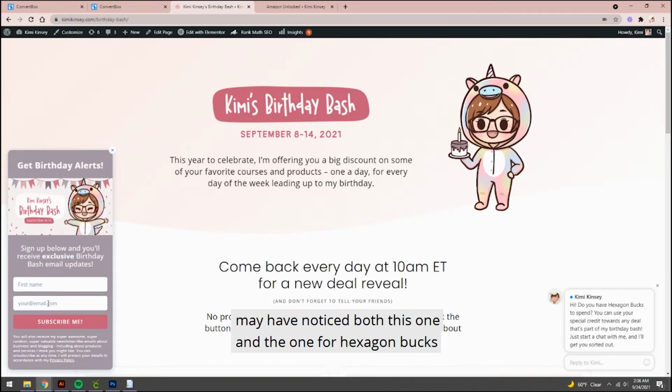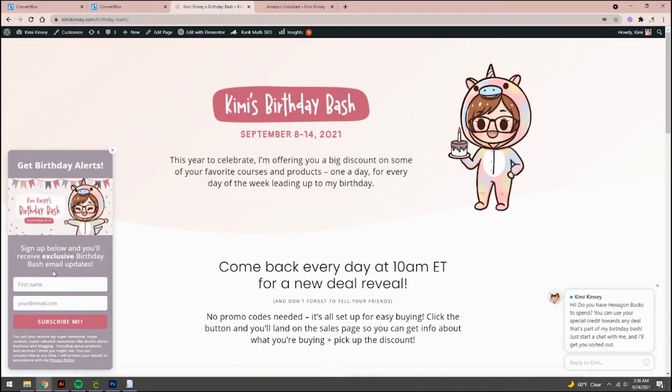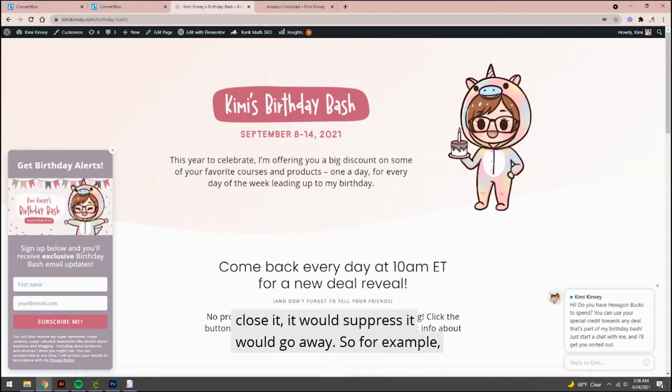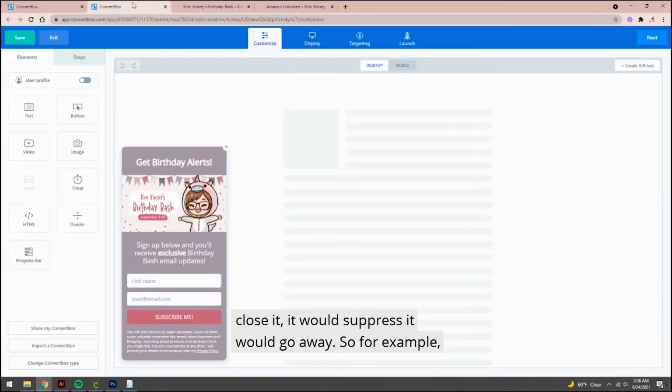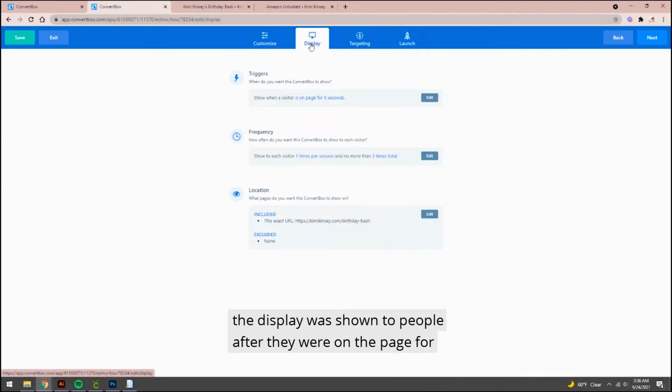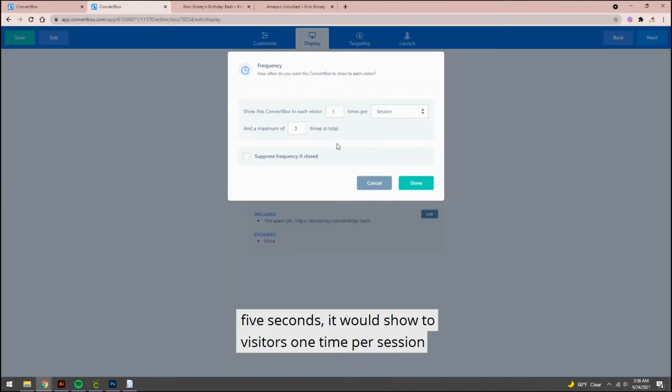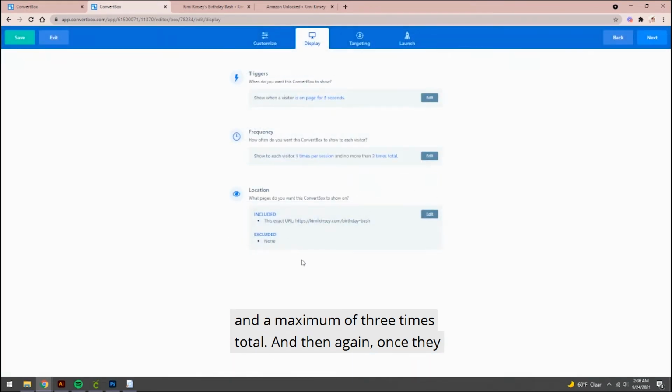Now you may have noticed both this one and the one for hexagon bucks were both set to show up on this page. That's because if people actually came here and used this pop-up, they could close it, it would suppress it, it would go away. So for example, the display was shown to people after they were on the page for 5 seconds. It would show to visitors 1 time per session and a maximum of 3 times total. And then again, once they used it, it would just go away.